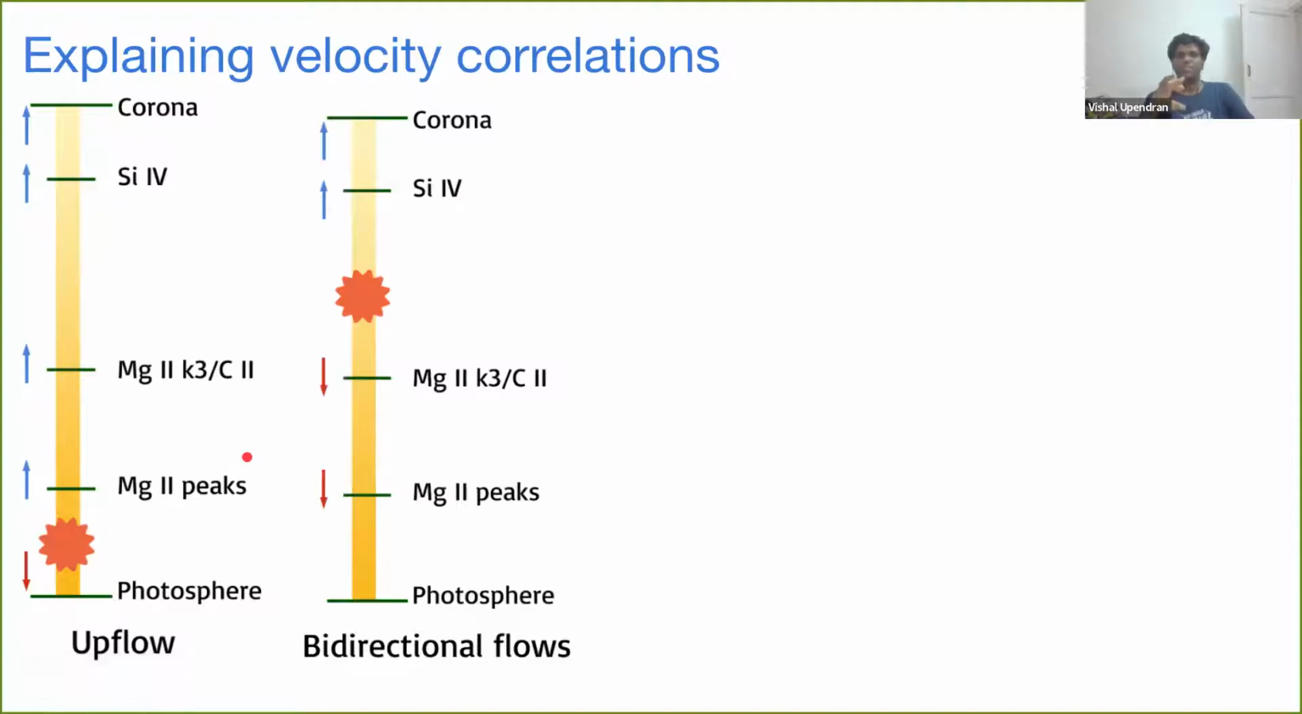Next, you need not have just the impulsive events in the lower atmosphere. You could have these impulsive events occurring even between the silicon and magnesium formation heights. And in such a case, you will give rise to bidirectional flows. So these bidirectional flows are the ones that we saw in the previous slides. And the plasma that's going upwards can go to silicon and other lines which form higher in the corona. The downflows can keep persisting to cooler and cooler lines.